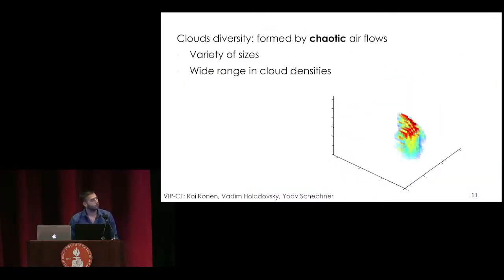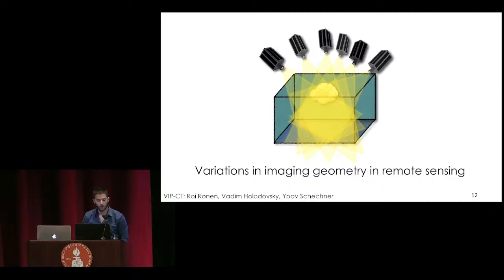Moreover, clouds are very diverse, as you can see. They are formed by chaotic airflows. This yields a real challenge for setting and learning priors for clouds. Also, images are taken from platforms at locations that vary between scenes. Moreover, some combine satellites of differing resolutions.